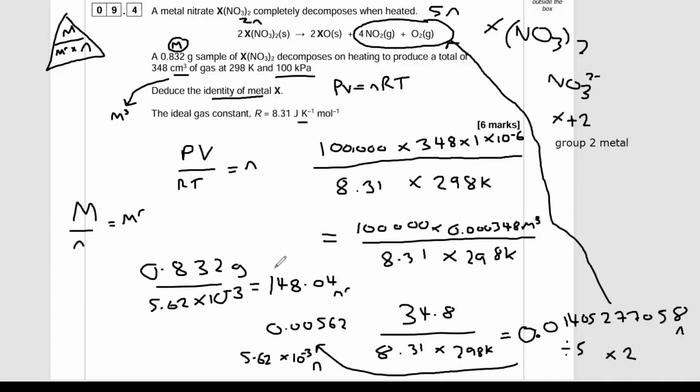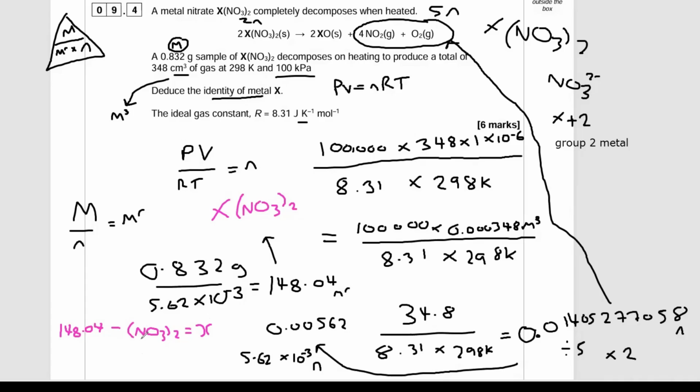That is my Mr, but that is my Mr of X(NO3)2. So that's my Mr. I'm going to change color just so this bit highlights. That's my Mr of X(NO3) times 2. So what I need to do now to get X, I need to do 148, we can probably forget the 0.04, I reckon, and then minus NO3 times 2, and that is going to give me X. So let's work out what NO3 times 2 is. Well, that's 14, that's 16, 3 16s are 48.